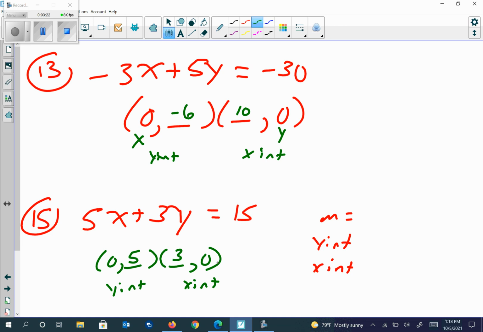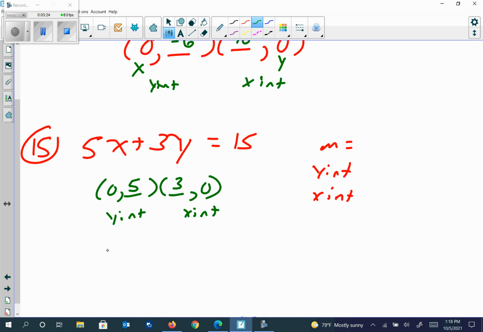So when we find the slope, we're going to take the whole equation and we're going to start solving it. So I'm going to subtract 5x from both sides. And then I'm going to divide everything by 3. And you can stop right there. Right there is our slope. So our slope is negative 5/3.